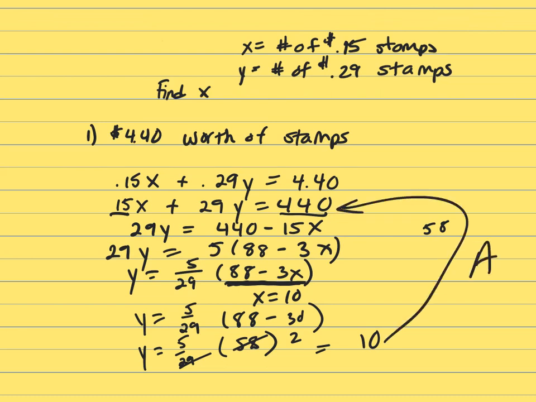So clue A works. What about B? Can it be B? She bought an equal number of 15-cent stamps and 29-cent stamps. That doesn't help us at all. Clue 2 doesn't work. Your answer is A.